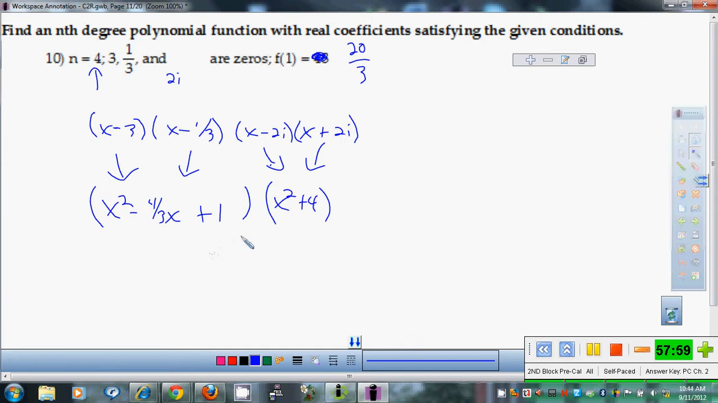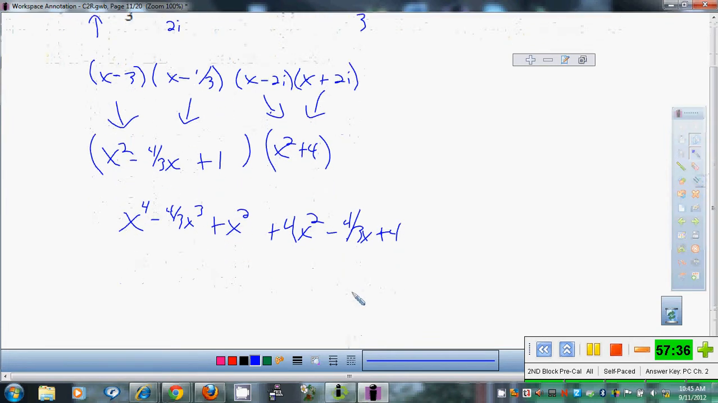Then you got to foil those 2 pieces together. X squared times all 3 of those will be x to the 4th minus 4/3 x cubed plus x squared. Now I'm going to multiply the 4 by all three pieces, plus 4x squared minus 4/3 x plus 4. Combine your like terms.